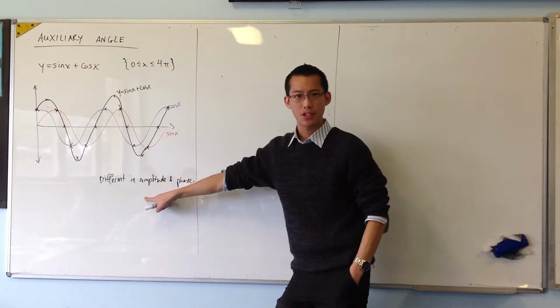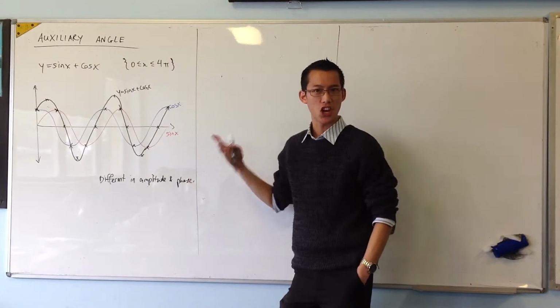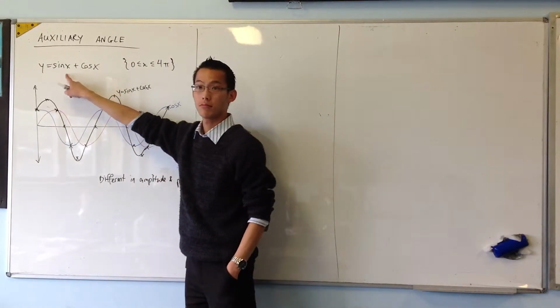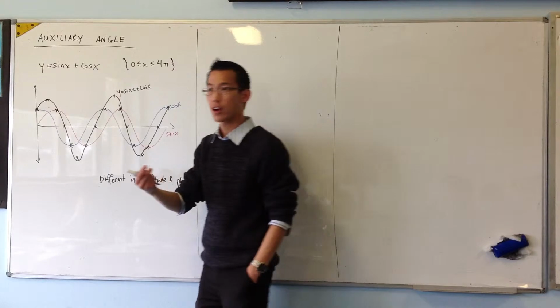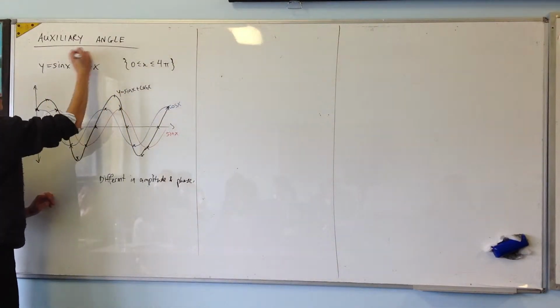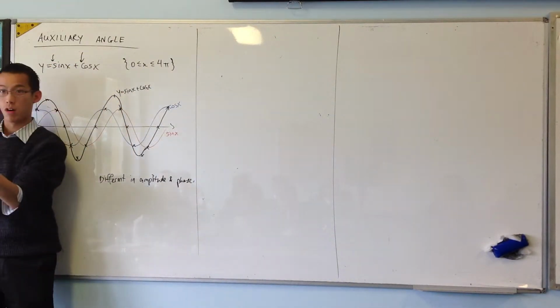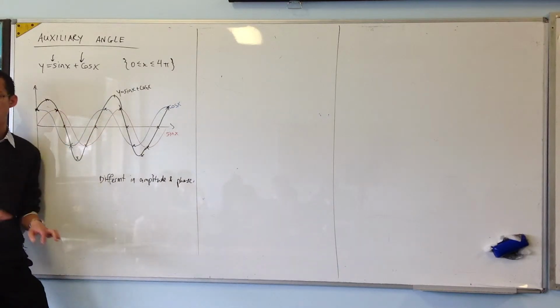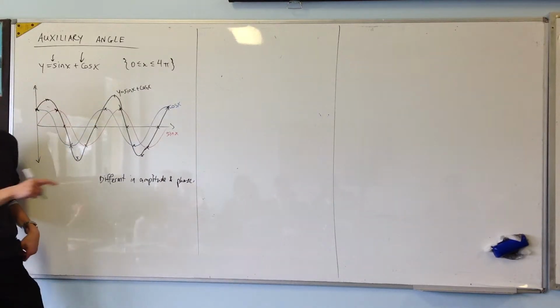Well, if it's different in amplitude, what number determines the amplitude of a wave function? It's going to be the coefficient, right? This number out the front. In this case, they're both 1. So that's why the amplitude of blue and red are both 1. What about the phase?